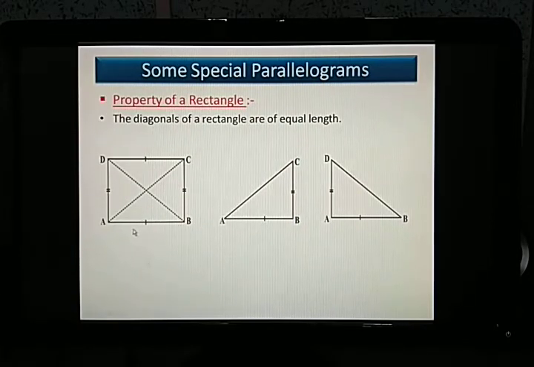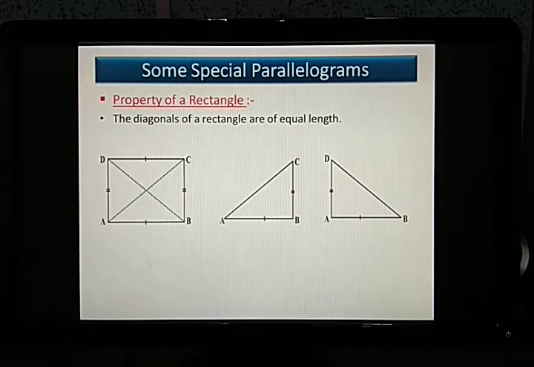So here we can use congruency. This AB is common. This side and this side are equal, opposite sides of a rectangle, and this angle, you can say BAD or DAB, whatever you say, and CBA, these are equal to 90 degrees.